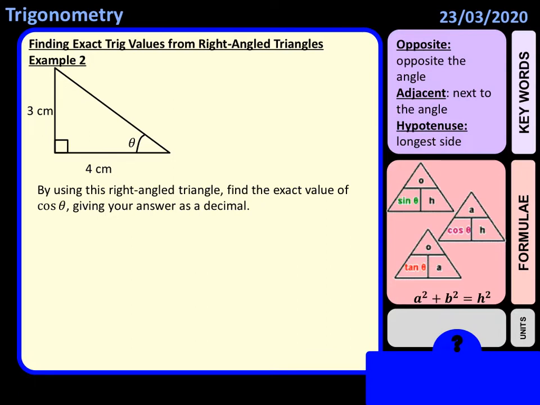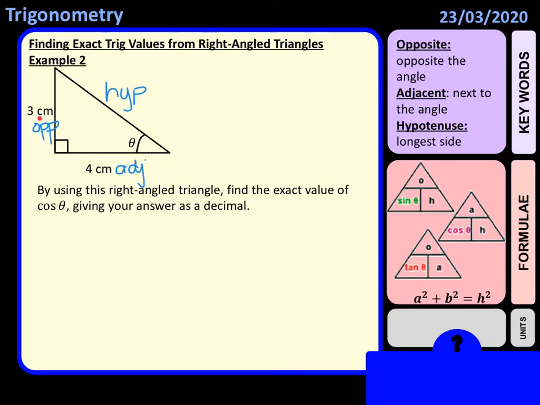So if we label up our triangle as we always start, then we'll be able to get going. So here's the hypotenuse. We've got the adjacent connecting the two angles, and then we have the opposite. So just a reminder that cos theta is A over h. We've got the adjacent, but we don't have the hypotenuse. So we've got to think a little bit laterally here. How are we going to work out the hypotenuse exactly? Because it's got to be an exact trig value.